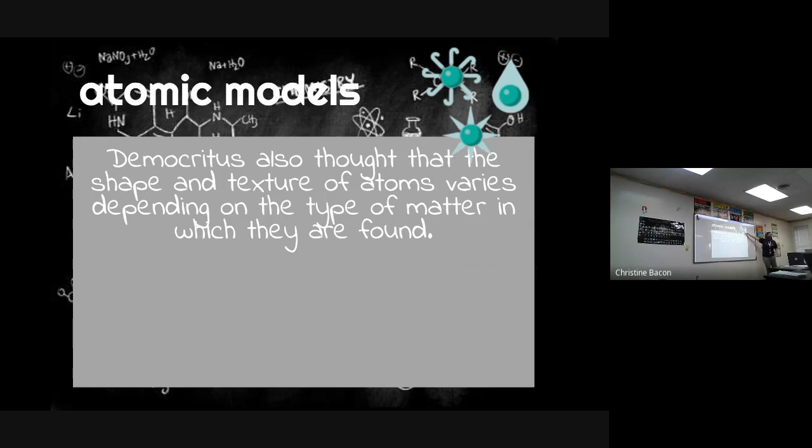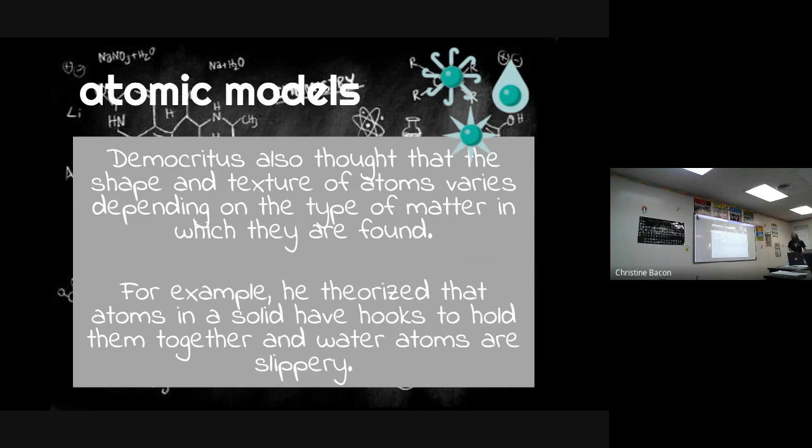And then he also theorized, like you heard in the video, salt that has spikes on it because he said it tastes sharp. So he used the best information that he could in that time. They didn't have electron microscopes or cathode rays to try to determine any further characteristics of these atoms. But he used his sense of taste and his sense of sight and all of his five senses to observe what he could about matter. Okay, and this is what he theorized. So, for example, he theorized that atoms in a solid have hooks and water atoms are slippery.